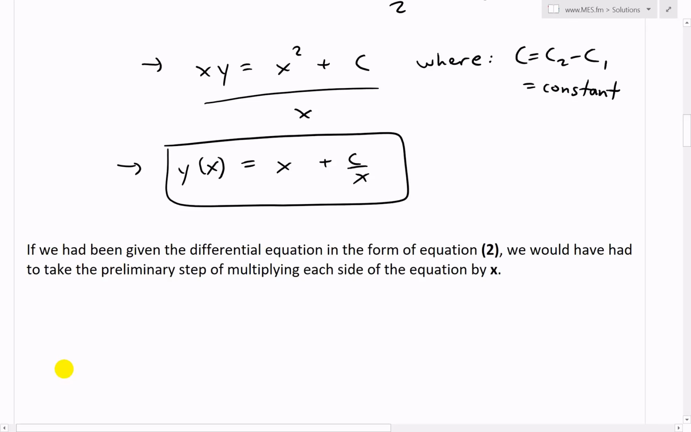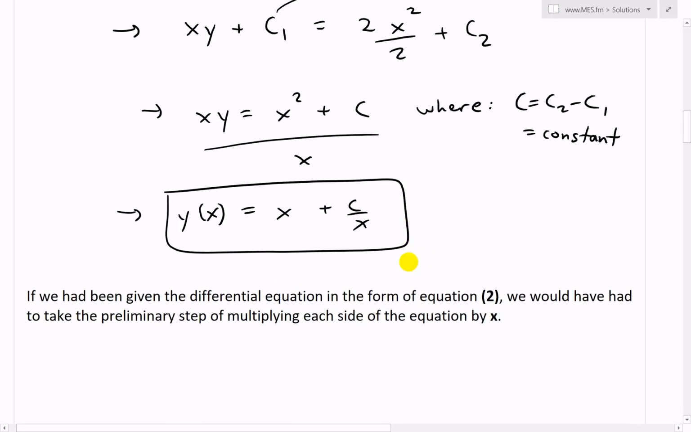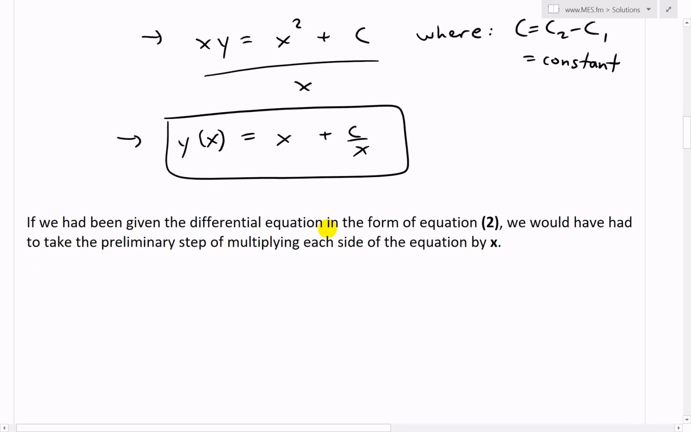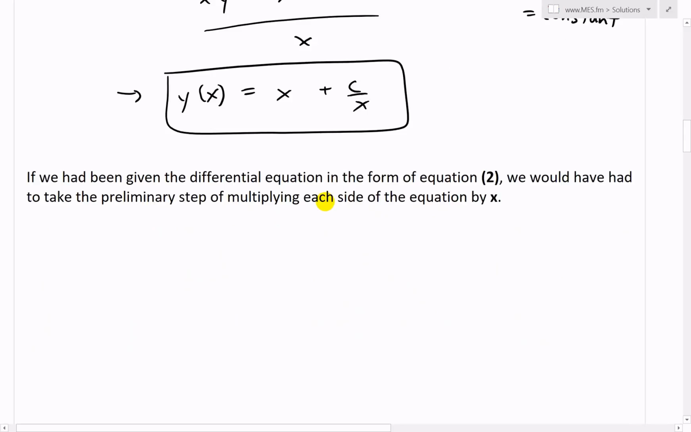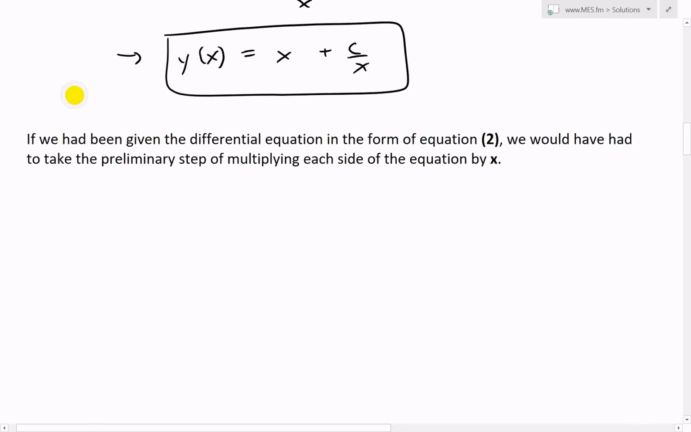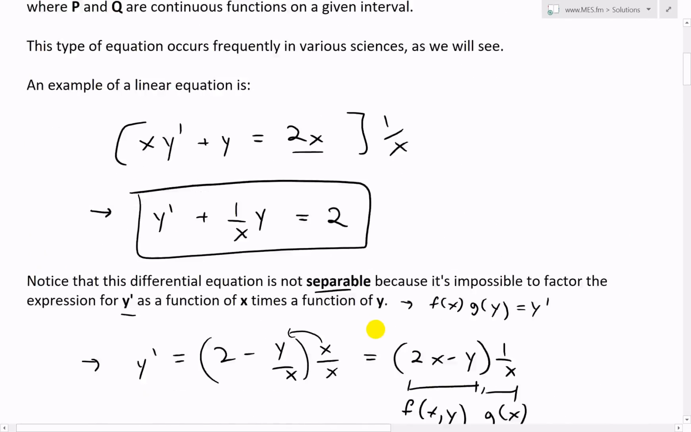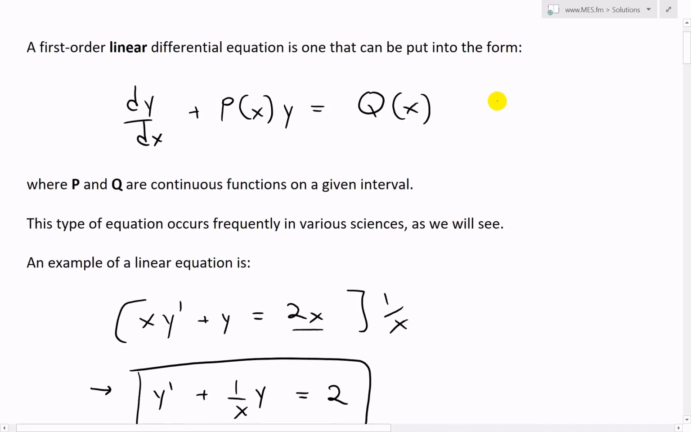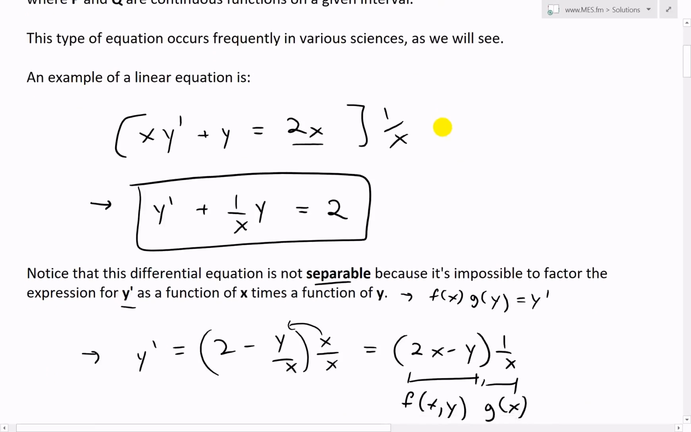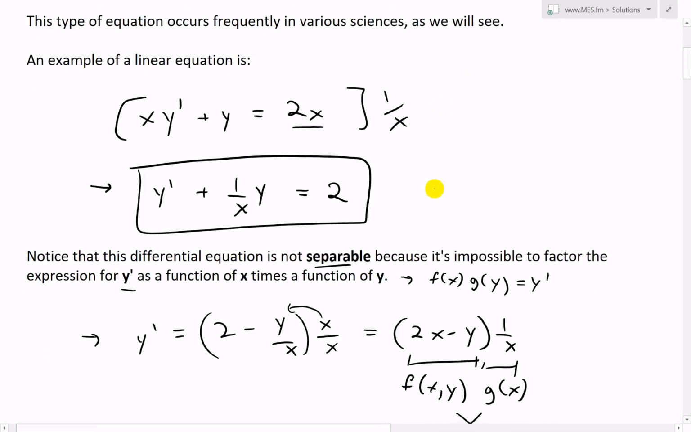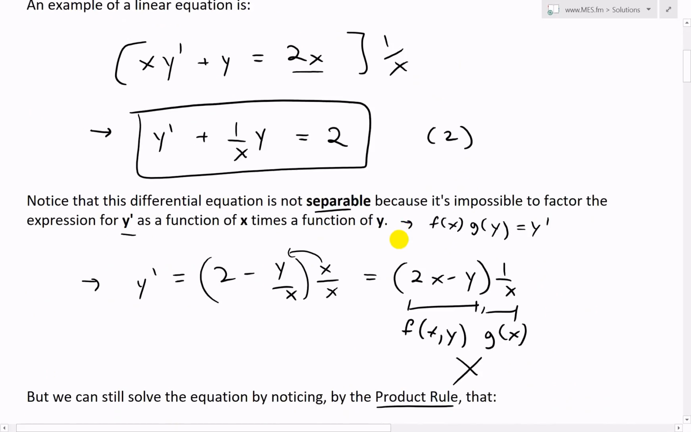That's a quick example, but what I'll show in this video is that this works in general for any linear differential equation. And also I want to state here, if we had been given the differential equation in the form of equation 2, I'll write these out. This one we'll call equation 1. And then this one here, we'll call equation 2.